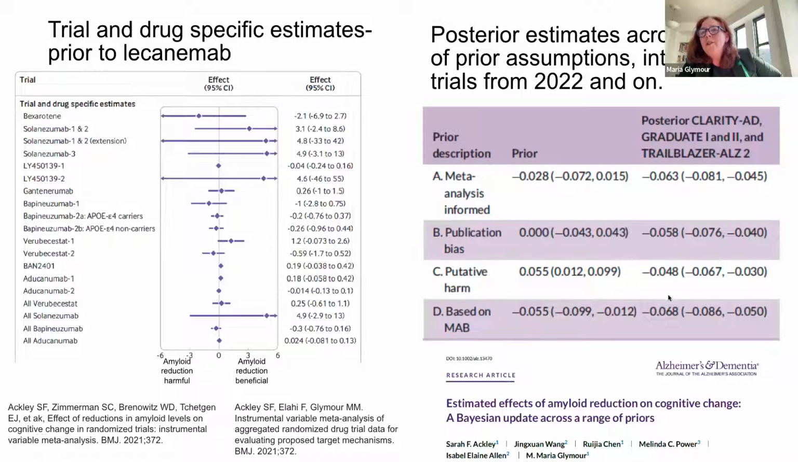Here's the posterior estimate you'd get after you integrated these 4 new trials. Essentially, it doesn't matter very much where you started. The 4 new trials offered so much more data that we have a pretty good estimate of what amyloid reduction would do for cognition within the time frame of the trials, which is a small benefit. That, of course, can't totally rule out the possibility that there are practice effects, for example.